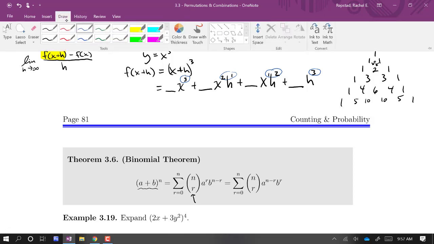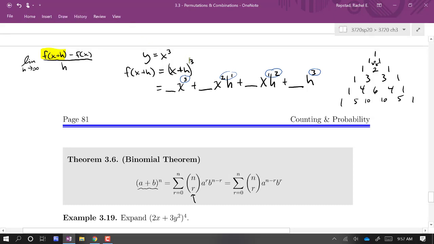And then Pascal's triangle comes in because we were raising this to the third power, so I take the row that begins 1, 3, and I just throw down those coefficients. 1, 3, 3, 1. And there it is.